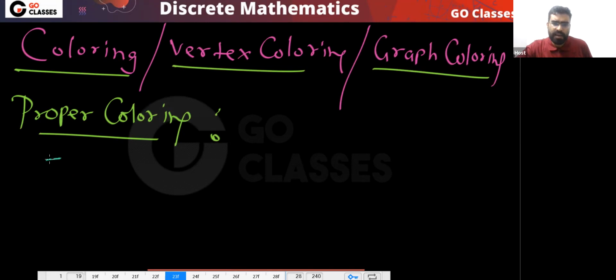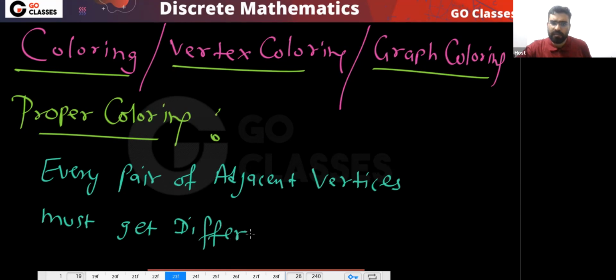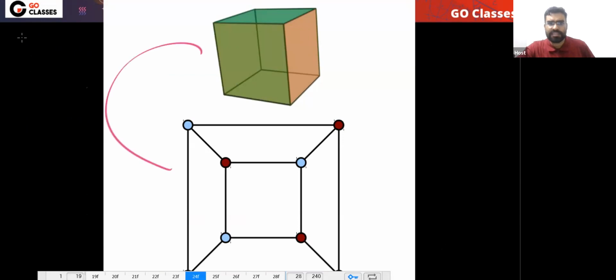So what does this mean? This simply means that every pair of adjacent vertices, if two vertices are adjacent, must get different colors, or different labels. You can call it a color or you can call it a label. For example, here, this graph is the same as this graph. These two graphs are isomorphic to each other.